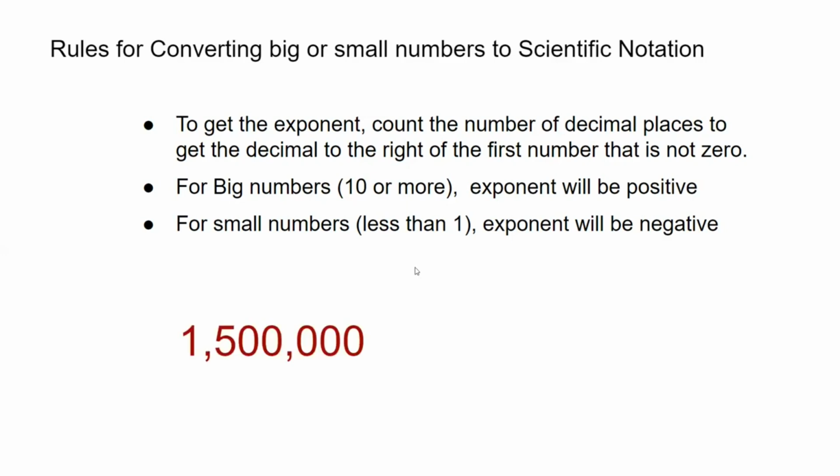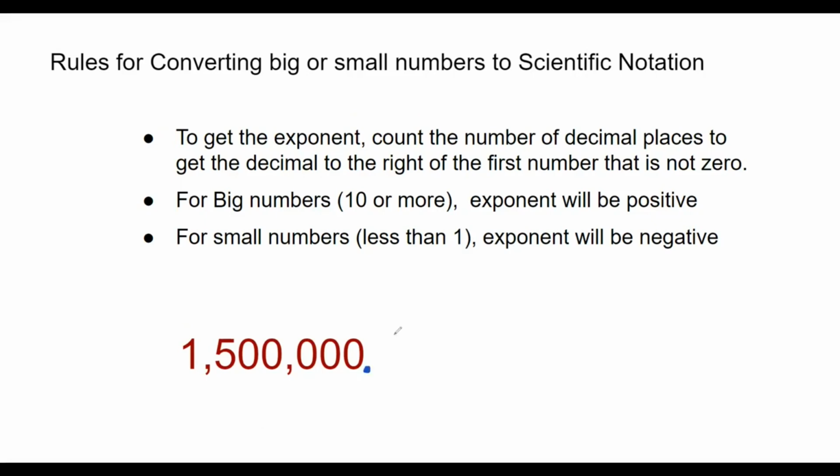So here's an example of a large number. Now let me show you this process of counting. First of all, when there is no decimal place shown, we can assume that it's right there after all of the numbers. And now we're just going to count the number of decimal places to get our decimal right here, so that we will have a 1 to the left of it. 1, 2, 3, 4, 5, 6. We have to move the decimal point 6 places.